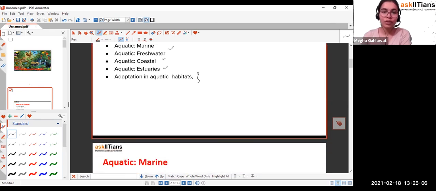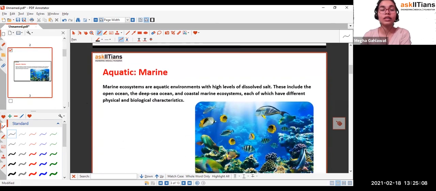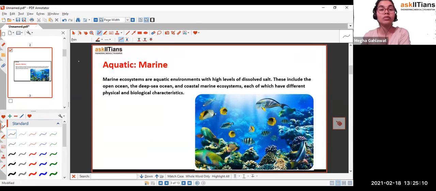So now moving forward, we have the aquatic ecosystem as the marine ecosystem. The marine ecosystems are the ones which have a high level of dissolved salts. That means they have a very high intensity of salt in them. That is why it is advised that even if you're stuck in the sea, you should never ever drink the salt water, or it is going to cause a lot of dehydration in your body and then you're going to die. So you should never do that.